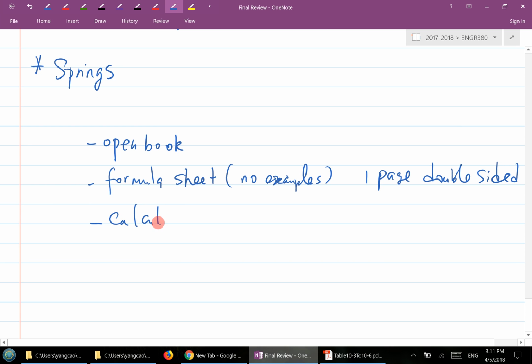Calculator, anything is good. And you can highlight and mark your textbook. That's okay. But what I don't want to see is people writing so many things in the spaces in their textbook. If you write a whole assignment solution in your textbook spaces, that's not allowed either.